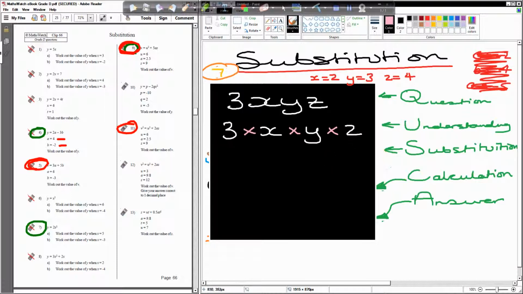Now we do the substitution part and we put in the values. So 2 goes here, the 3 goes under the y and the 4 goes under the z. And we put all the numbers back in, which is 3. That's our substitution. Now let's do our calculation.